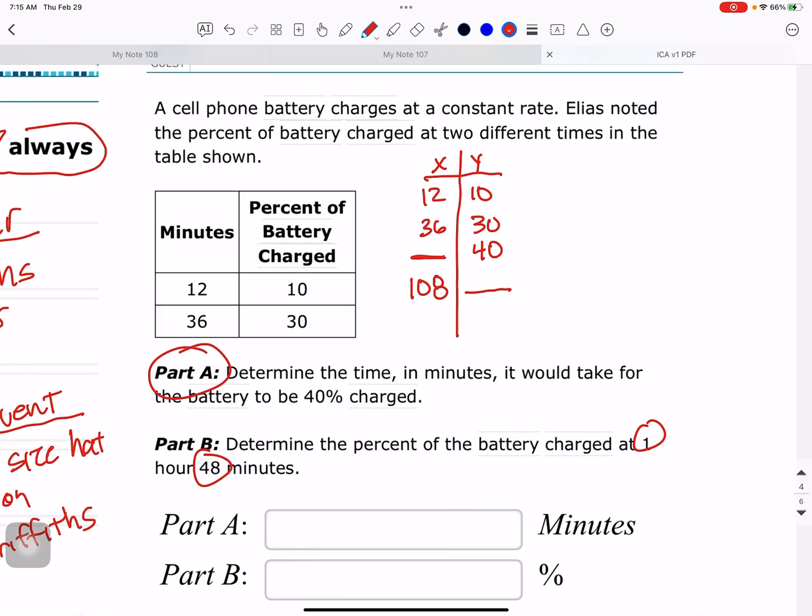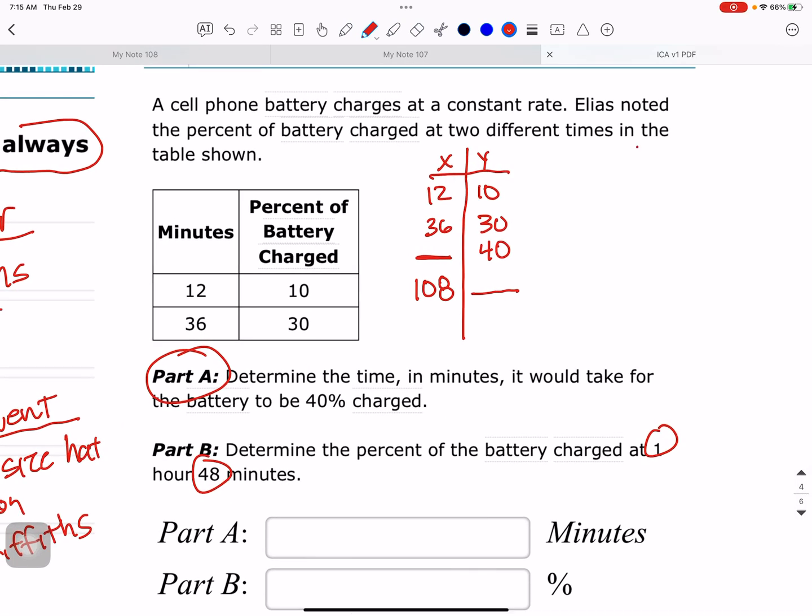Okay, this one's called a proportional graph because we know if we charge it for 0 minutes, we're going to be at 0%. So this starts from 0, 0. When they start from 0, 0, there's patterns we can find using multiplication. Check it out. From here to here, we go up times 3, and from here to here, we go times 3. Then from here to here, we go up times 4, and that would make 12 times 4, 48. So it takes 48 minutes.